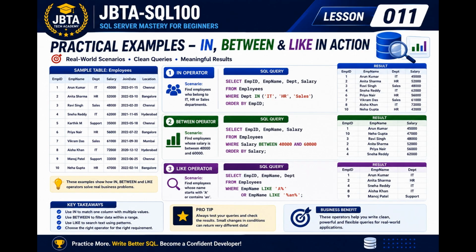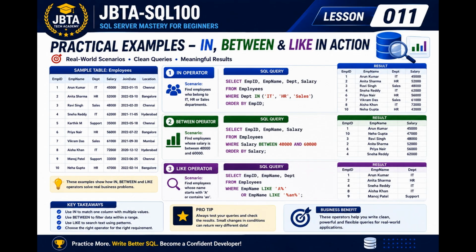Next, let's look at the BETWEEN operator. Suppose the Human Resources Department wants to find employees whose salaries are between $40,000 and $60,000. The BETWEEN operator allows us to retrieve all employees within that salary range using a single, easy-to-read condition. This makes the query simple and professional.